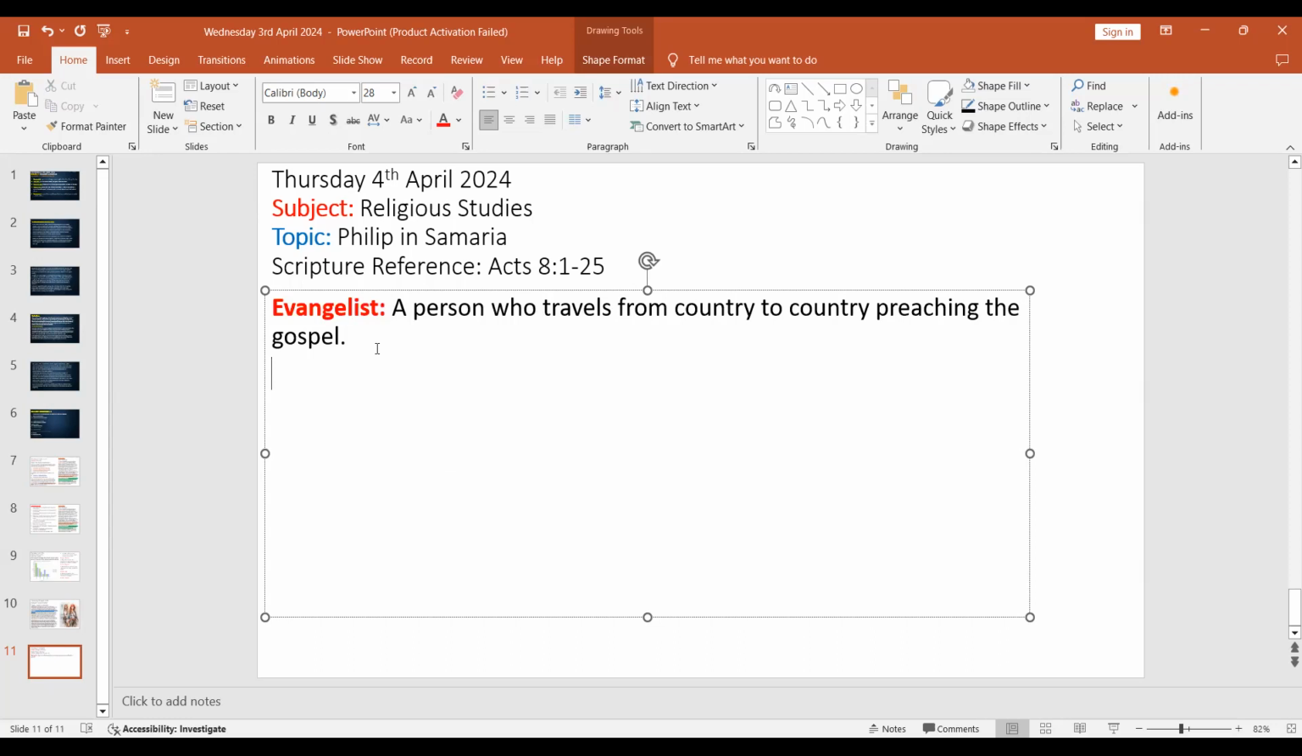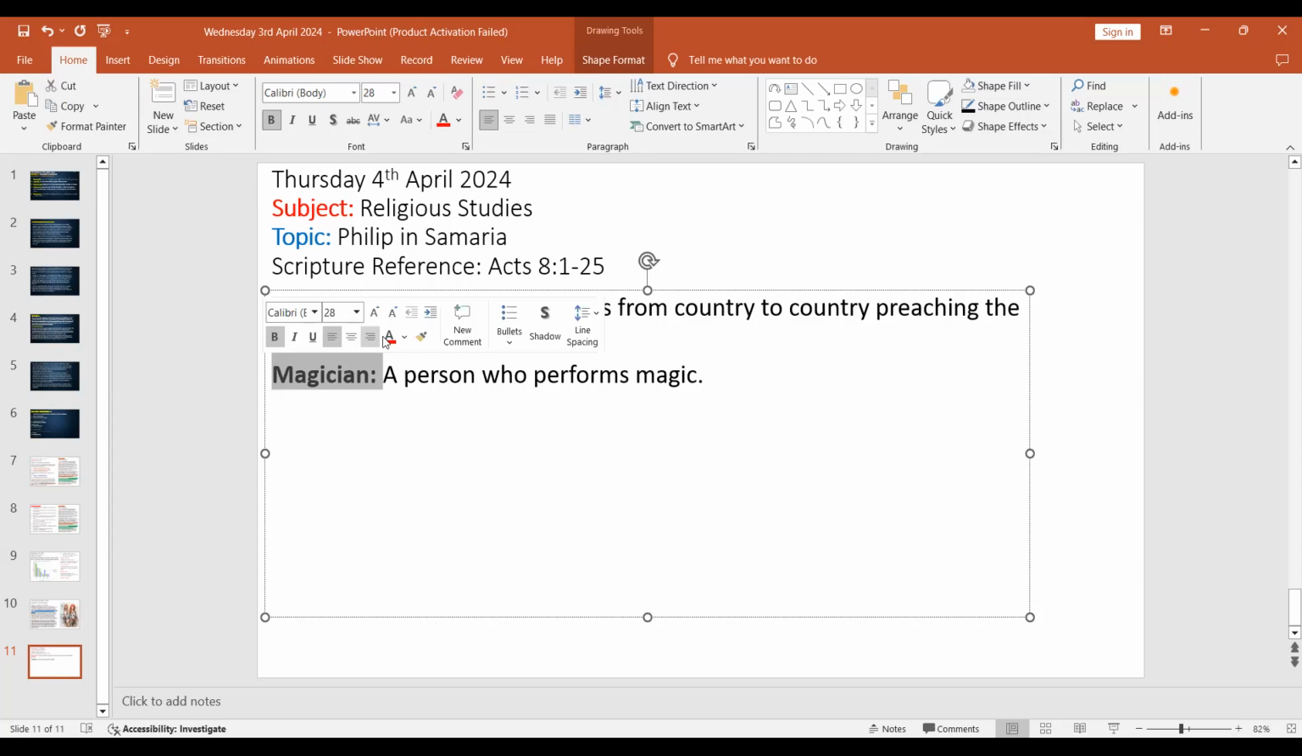And a magician, obviously we know what a magician is. A magician is a person who performs magic. All right, so let's go ahead and describe the story of Philip in Samaria.